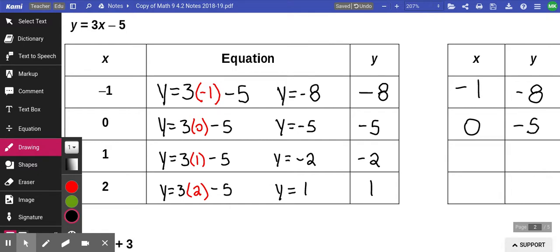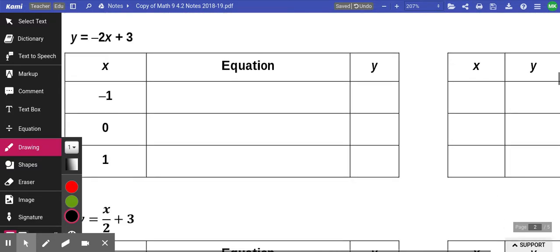That's another point on a graph. That's a 1 and a -2. That's another point on the graph. And that's 2 and 1. That's another point on the graph. And if I had a graph, I could plot those points, and I would notice that I'm making a straight line pattern. And that straight line pattern is this equation. Right? They all link together.